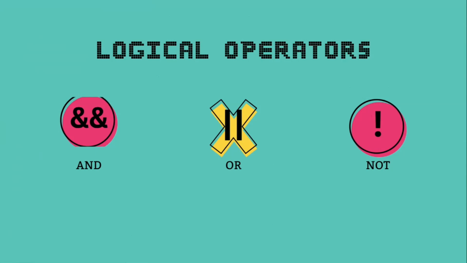An exclamation mark is the NOT operator, and this operator is a unary operator that reverses the logical state of its operand. If the operand is true, the NOT operator makes it false, and vice versa. Let's head to VS Code for practical examples.